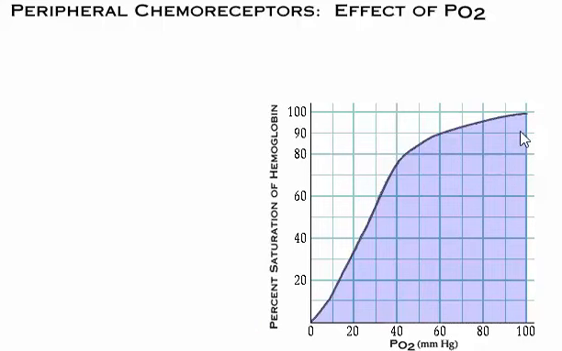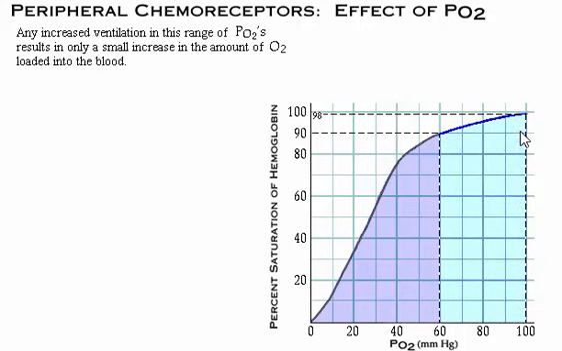The normal alveolar PO2 of about 100 millimeters of mercury results in 98% hemoglobin saturation in the blood. If the PO2 drops to 60 millimeters of mercury, hemoglobin is still 90% saturated. As you can see from the graph, any increased ventilation in this range of PO2s results in only a small increase in the amount of oxygen loaded into the blood. Click the graph to continue.